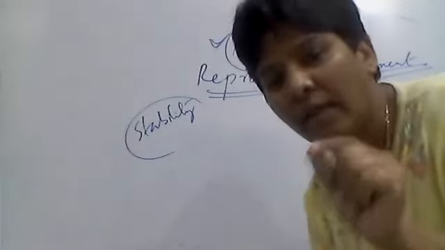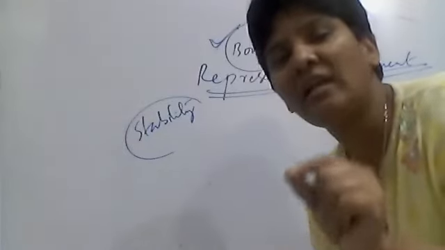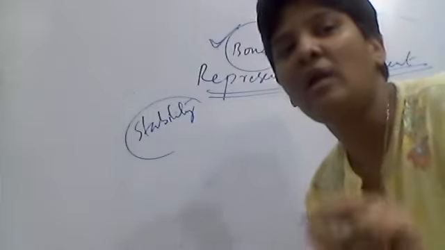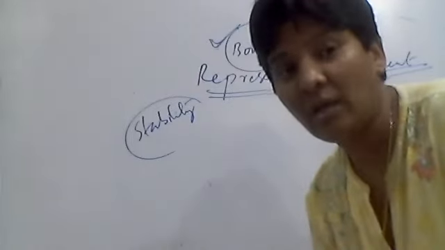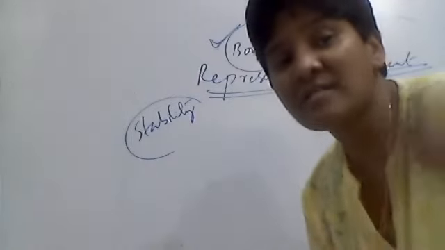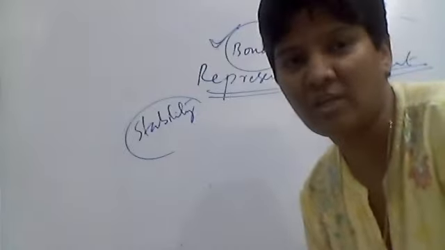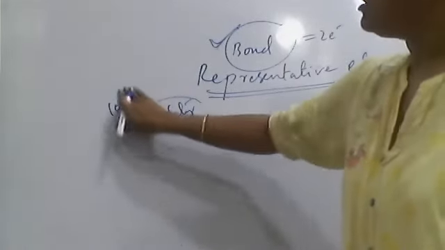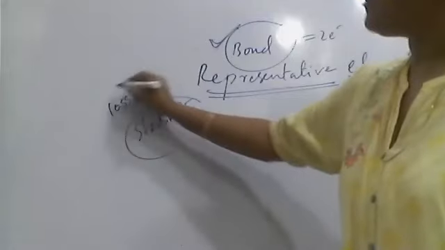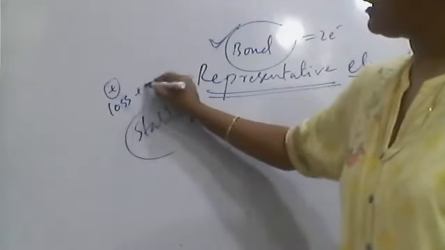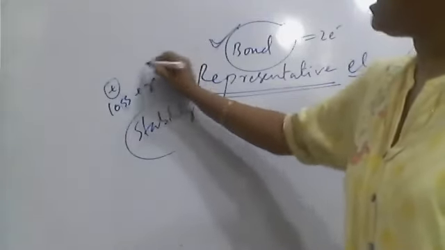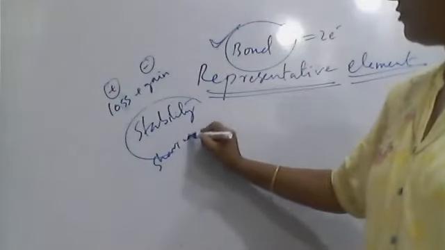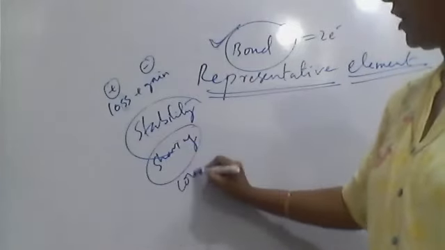So the elements have a tendency to get stability. So that stability can be obtained by loss or gain of electrons, sometimes by sharing of electrons. So loss, okay? See here, loss forms a cation, gain of electron forms an anion, or sharing, mutual sharing. Okay, that is covalent bond.